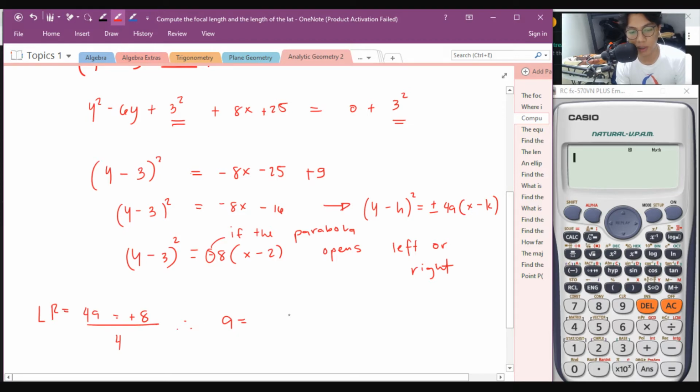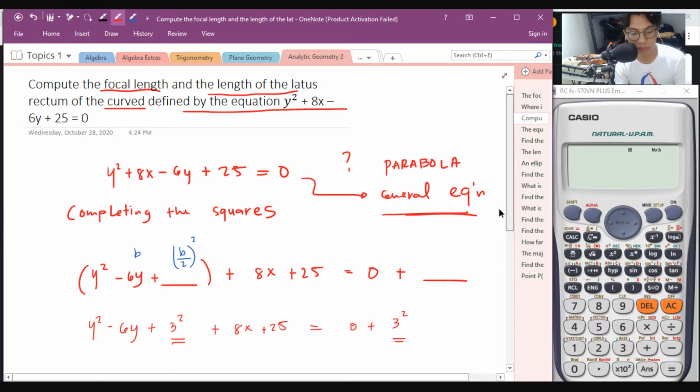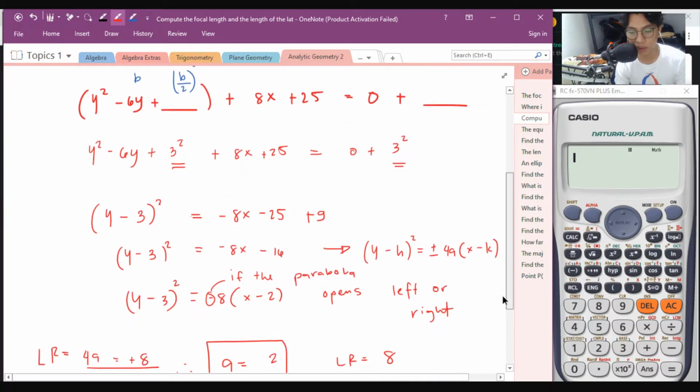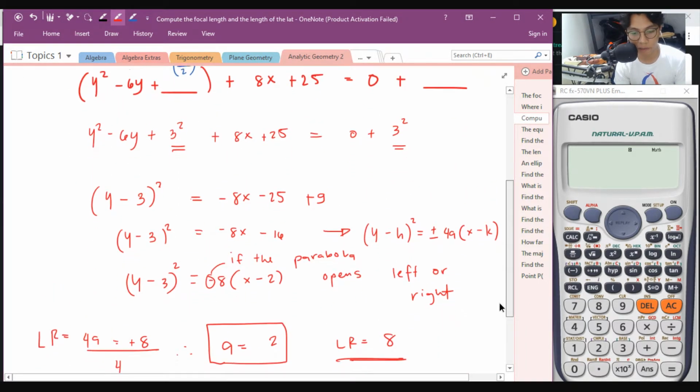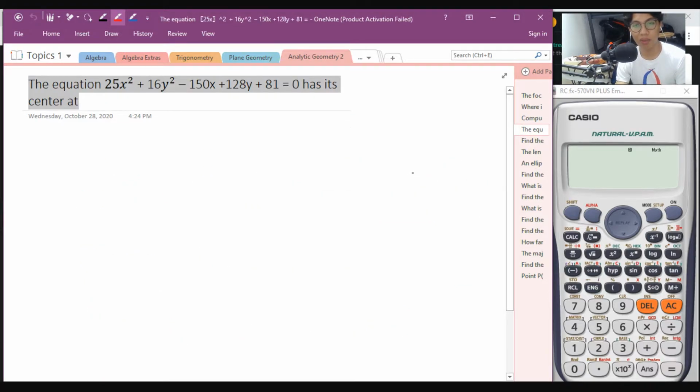A will be equal to 2. Yan. That is the focus, focal length. Ang latus rectum natin is 8. Okay? Yun lang po yung magiging sagot doon. Length of latus rectum is 8 and the focal length is 2. Solve natin. That is for problem number 3. How about problem number 4?